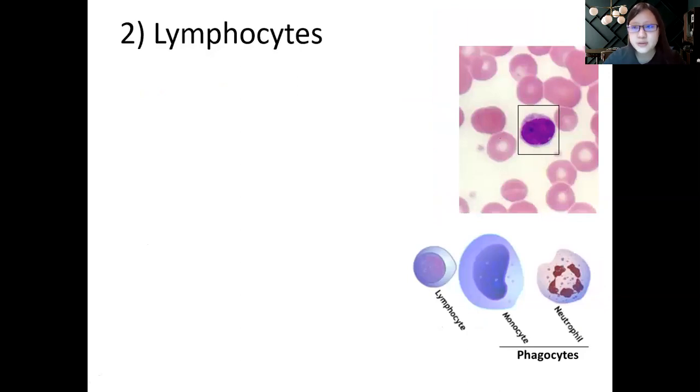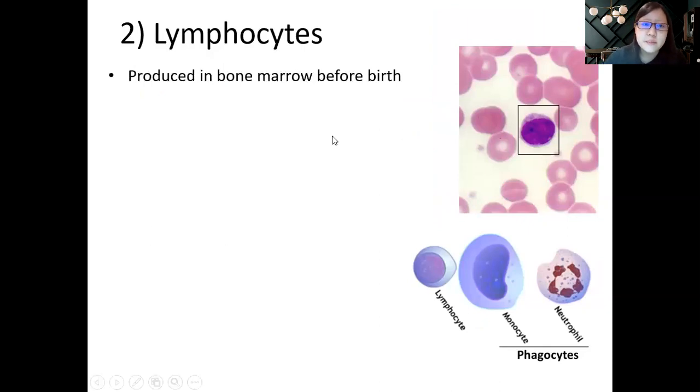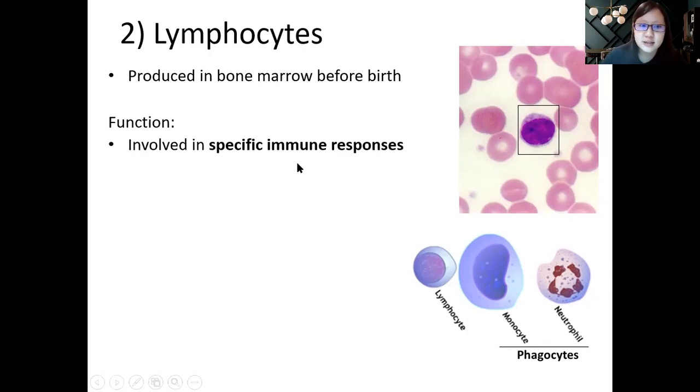Let's move on to lymphocytes, which is the second major type of white blood cell. It is also produced in the bone marrow, but unlike phagocytes, they are produced before birth. So before birth, you have already produced many lymphocytes in the mummy's womb. Now, the function is slightly different. They are involved in specific immune responses.